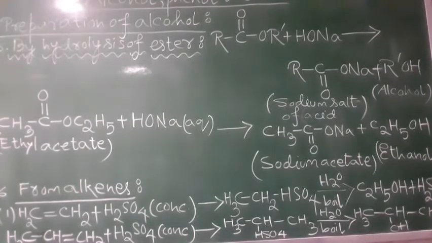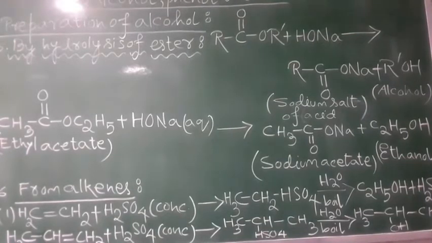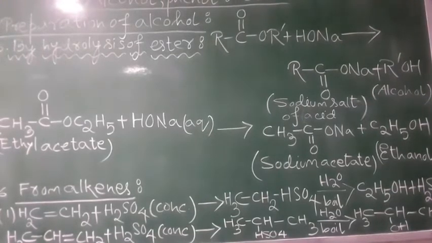Next, we will be discussing the method of preparation of alcohol from alkenes. Children, over here I have taken two types of alkene. If you see carefully, the first alkene that I have taken is a symmetrical alkene, which is ethylene, CH2=CH2. Now when this ethylene is treated with concentrated H2SO4, you will get ethyl hydrogen sulfate.